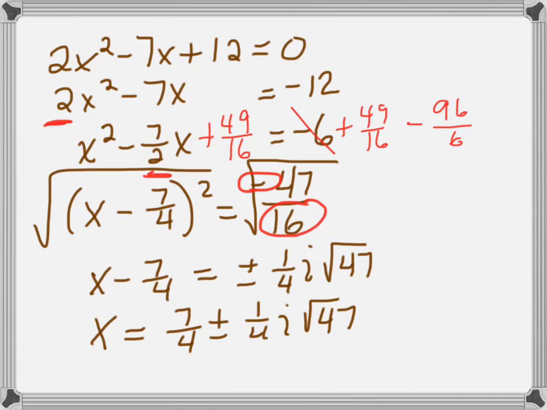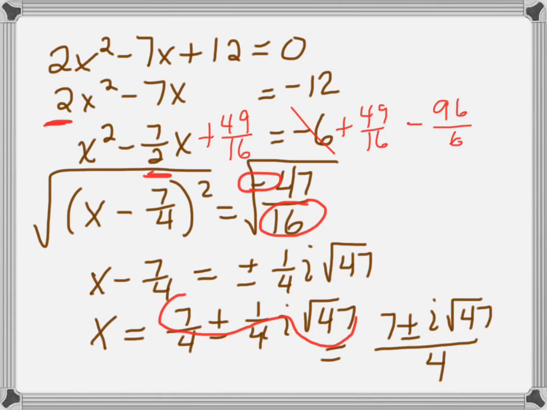Now, if you want to clean it up a little bit, we can get the one common denominator under all of the numerator of 7 plus 1. That comes from right here. 7 plus or minus I square root of 47, all over 4.